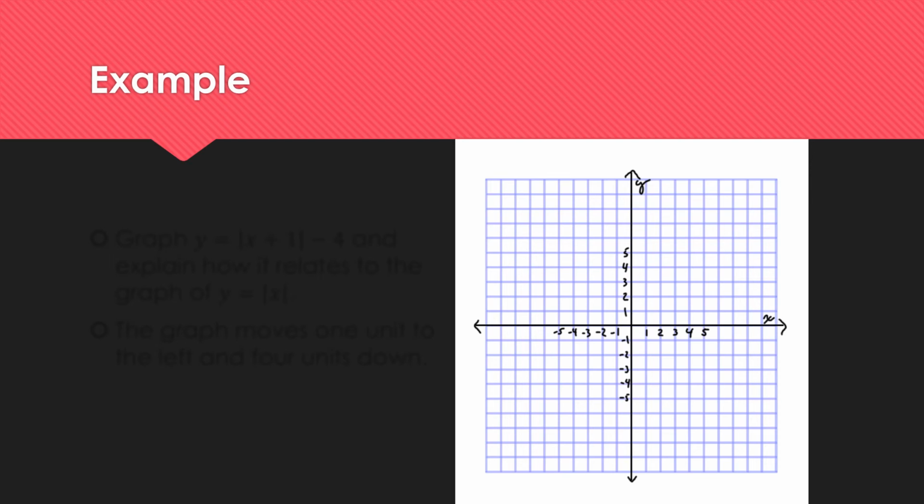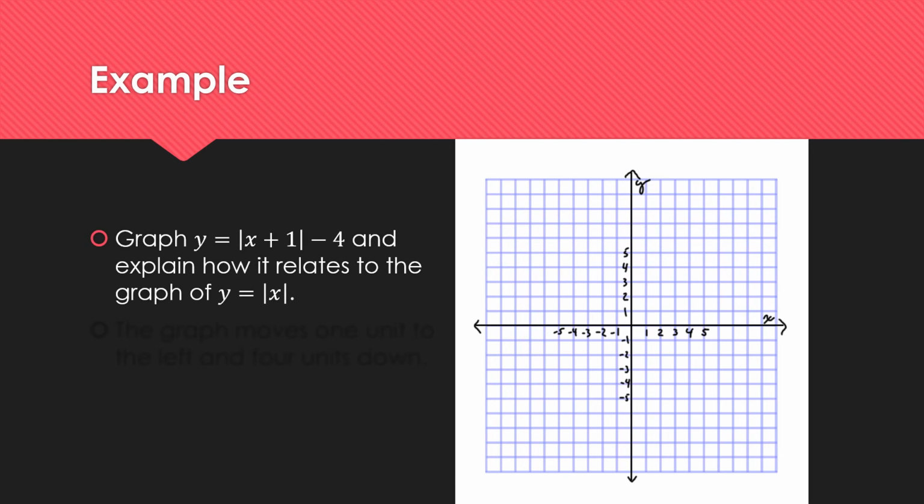Let's take a look at a graphing example. Graph the function y equals the absolute value of the quantity x plus 1, minus 4, and explain how it relates to the graph y equals the absolute value of x. Pause the video at this point to give yourself a chance to do the work on your own.